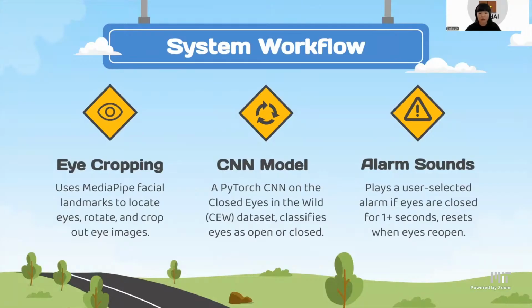To apply this in real time, we monitor the model's predictions for each frame. If the model detects closed eyes for more than 1 second continuously, the system triggers an alarm sound that the user selects from our soundboard. Once the eyes reopen, the system resets and stops the alarm. This threshold helps distinguish drowsiness from normal blinks, which typically last less than half a second.